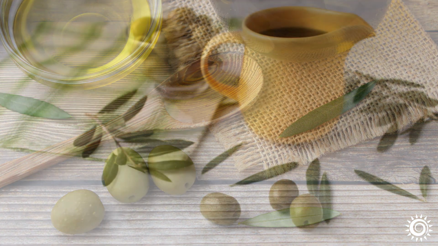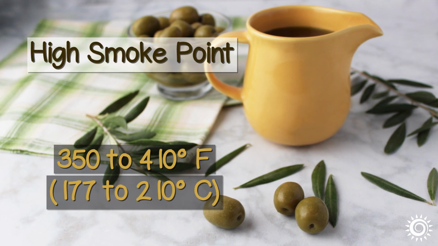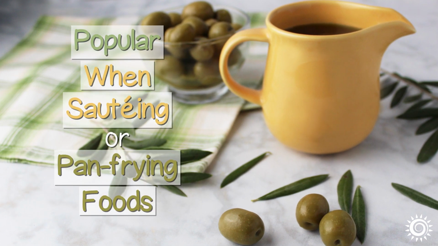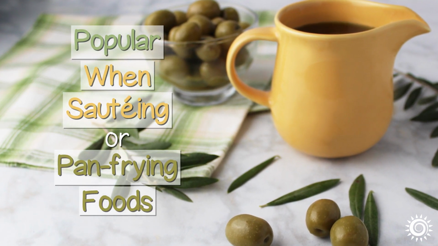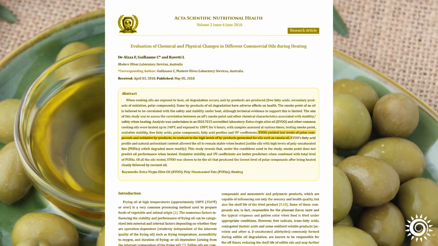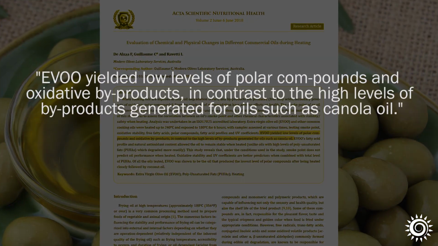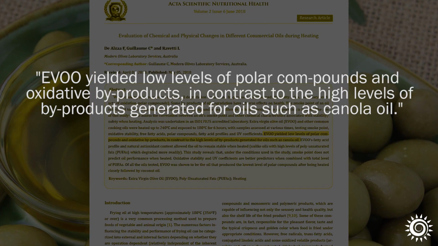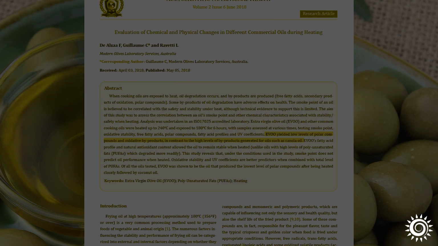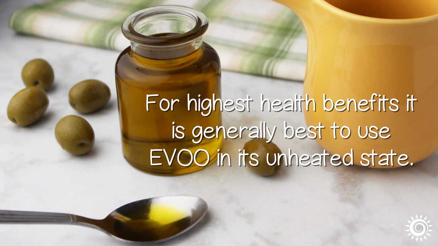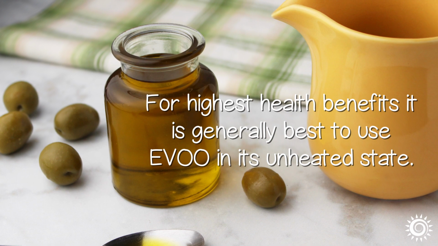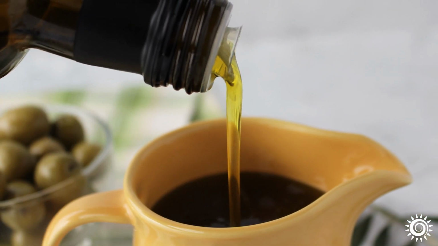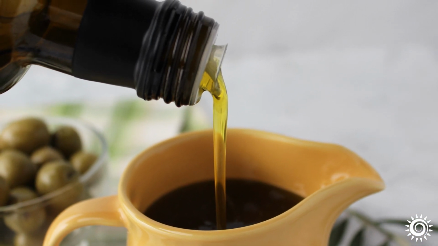Olive oil does have a relatively high smoke point of between 350 to 410 degrees Fahrenheit and is a popular variety to use when sautéing or pan-frying foods. In some research, EVOO was shown to have a high oxidative stability with lower amounts of unwanted byproducts in comparison to other oils with higher smoke points. However, for highest health benefits, it is generally best to use EVOO in its unheated state. Some professional chefs believe it's better for finishing, when depth of flavor can be appreciated.